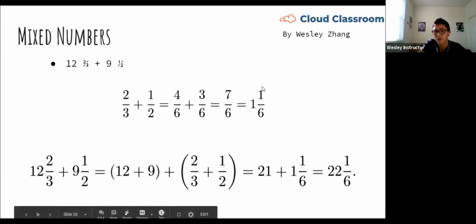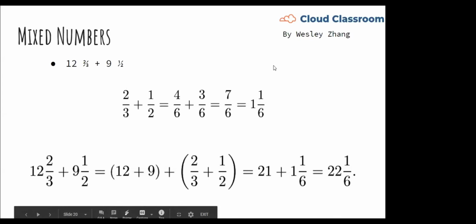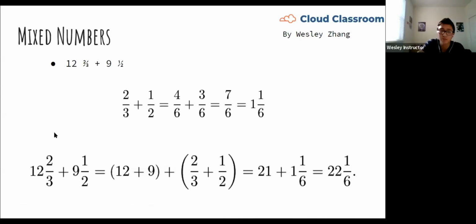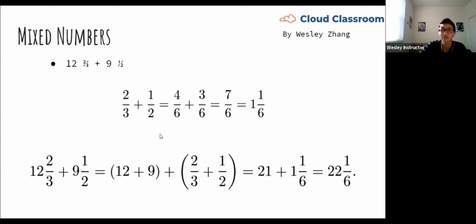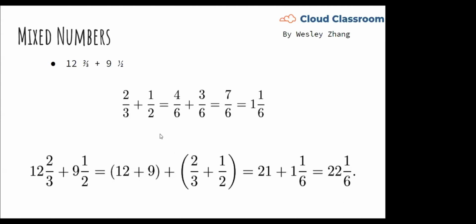So we added the fraction first, and then we add the whole number part. So 12 plus 9 is 21. Then 21 plus 1 and 1/6 gives us 22 and 1/6. So when adding or subtracting mixed numbers, it's easier to add the fraction part first, and then add the whole number part, and then add those two together. Or you can convert both into improper fractions and then add those. It doesn't matter which one you do. It's really the same principles of adding fractions.